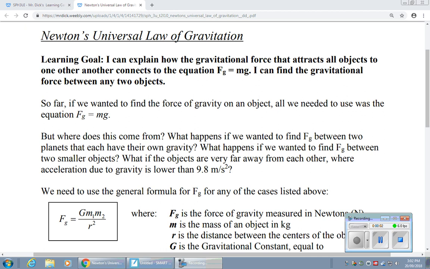We're now ready to talk about gravity in a little bit more detail. So far, when we've tried to find the force of gravity, we've used a very simple equation that Fg equals mass times g, 9.8 meters per second squared. But the question is, where did this come from specifically?